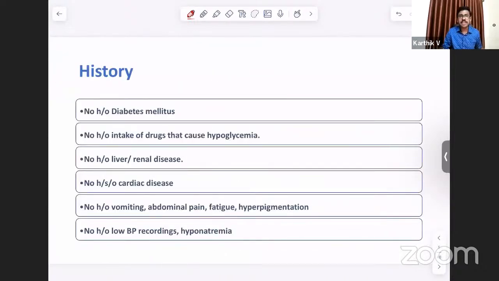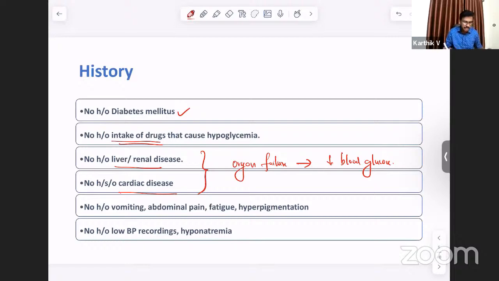And looking at the history, there was no history of diabetes, because you should always rule out that. You have to rule out any iatrogenic cause for hypoglycemia. No history of intake of any drugs that can cause hypoglycemia. Which are the drugs that result in hypoglycemia? We will learn in due course of time. No history of liver, renal disease, or cardiac disease. Why? Because in a sick patient, organ failures, be it liver, renal, or cardiac failure, can result in low blood glucose. So it is very important to rule out these major organ dysfunctions in a patient with hypoglycemia.